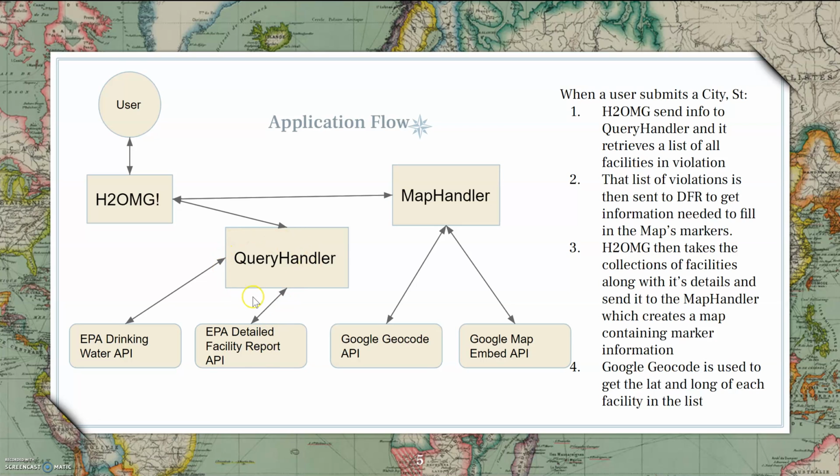Once a full dictionary of facilities and details is created, H2OMG then sends that to the map handler, and it will go through every facility and take the name and search for its latitude and longitude through Google's Geocode API. And then once all of that information is filled, it sends it to the Google Map Embed API, which plots all the markers for the facilities and includes the detailed information about the facilities. The map is then passed to H2OMG, where that map and the markers are rendered.